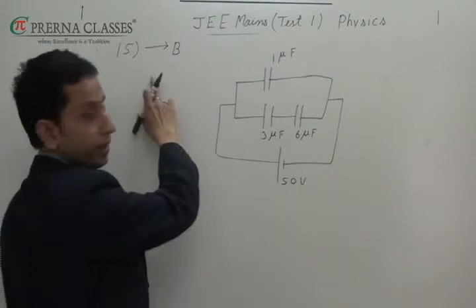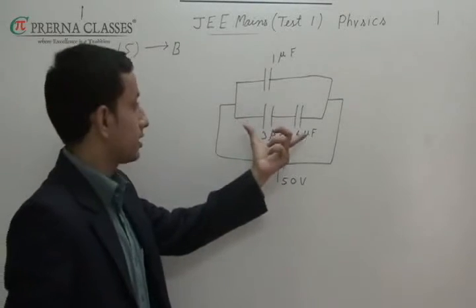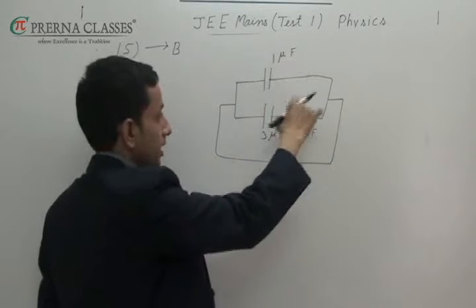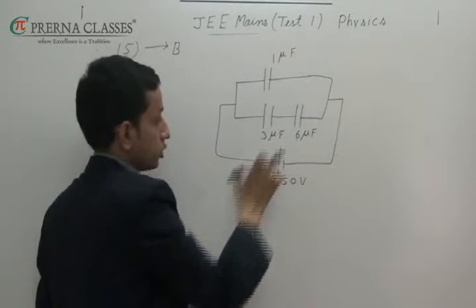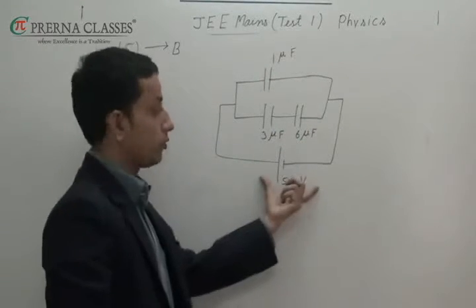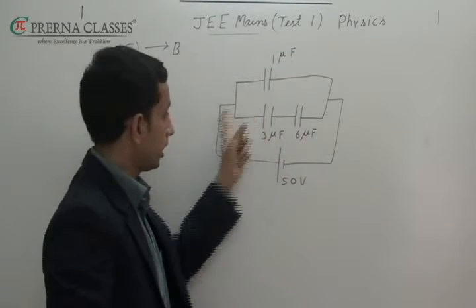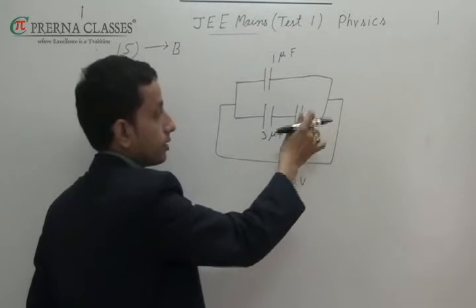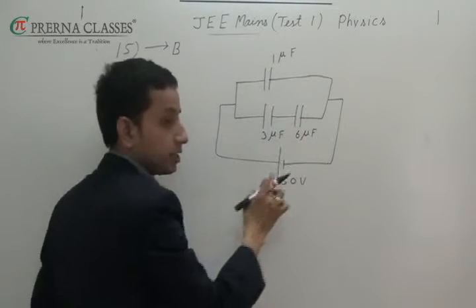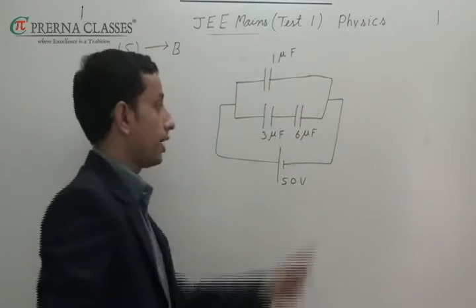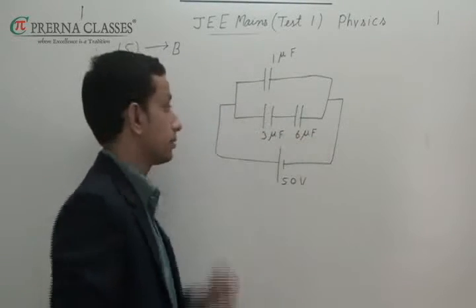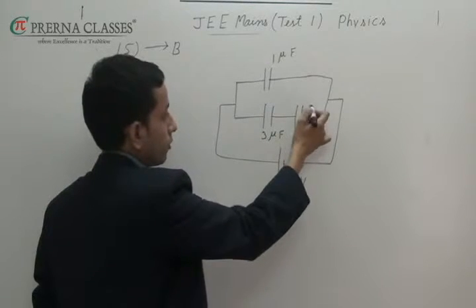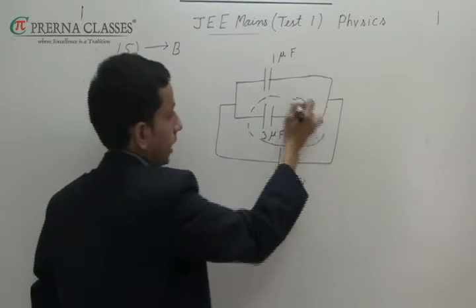Come to question number 15. In this question we have been given a circuit in which 1 microfarad, 3 microfarad, 6 microfarad capacitors are connected as shown in the diagram, and a 50 volt cell is connected like this, and we have to find the charge on the 6 microfarad capacitor in steady state. So for finding charge on the 6 microfarad capacitor, first we will find the equivalent capacitance of these two, the 3 and 6.